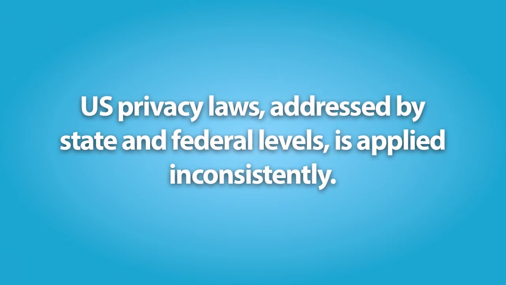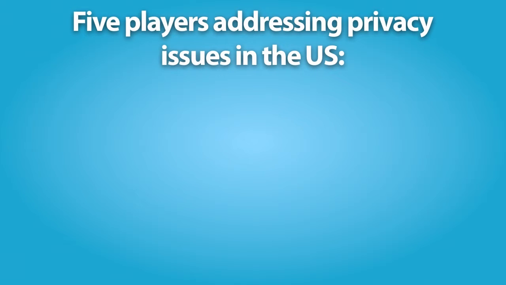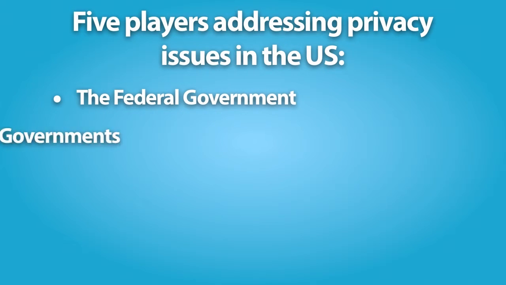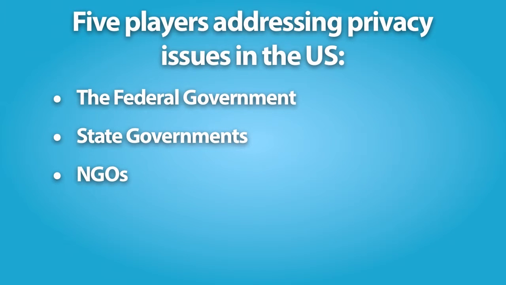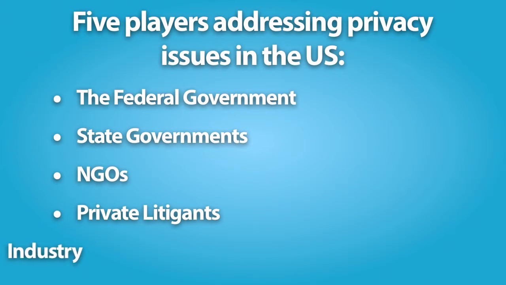The patchwork quilt nature of U.S. privacy laws has also resulted in part because privacy concerns have been addressed at both the state and federal levels, often in inconsistent ways. There are 5 primary players who have a role in addressing personal privacy issues in the U.S. These include the federal government, state governments, NGOs, private litigants, and industry. Let's briefly review each of these privacy stakeholders.